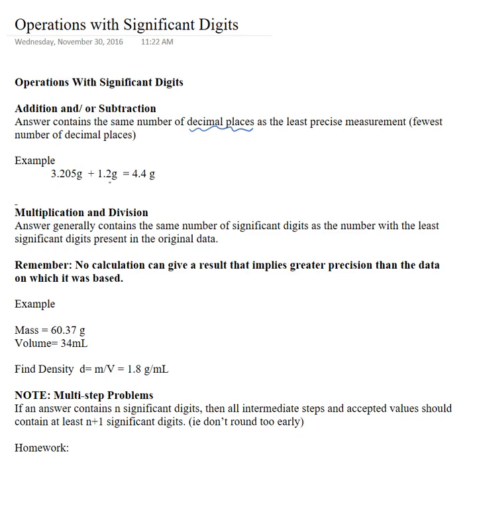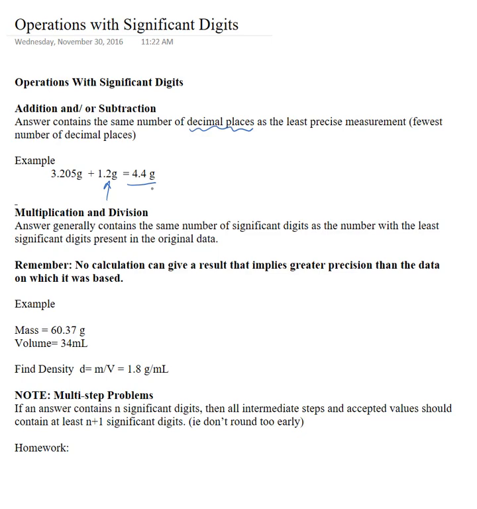So with these pieces of data, I've got 32.205, I've got 3 decimal points, 1.2, I've only got 1 decimal point. This is my least precise value out of the 2, so my answer needs to reflect that. My answer will only be able to be as precise as my least precise value. So my answer can only have 1 decimal point.